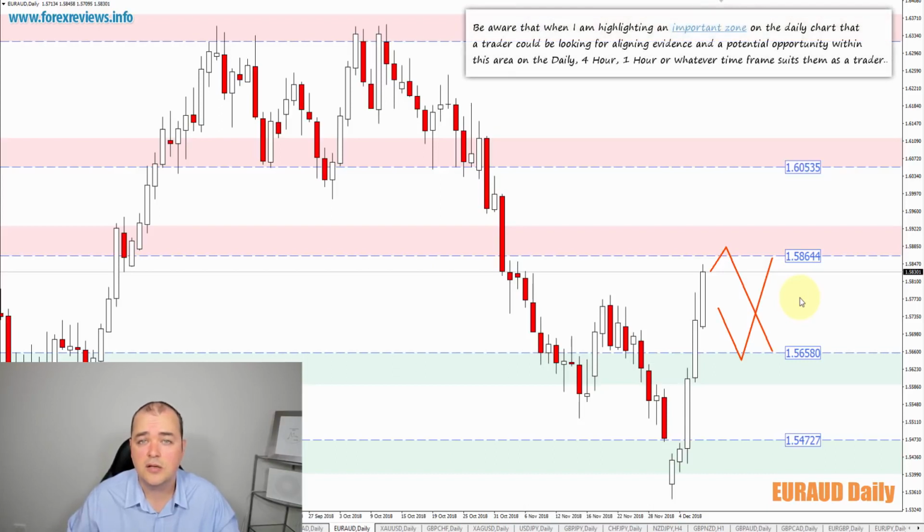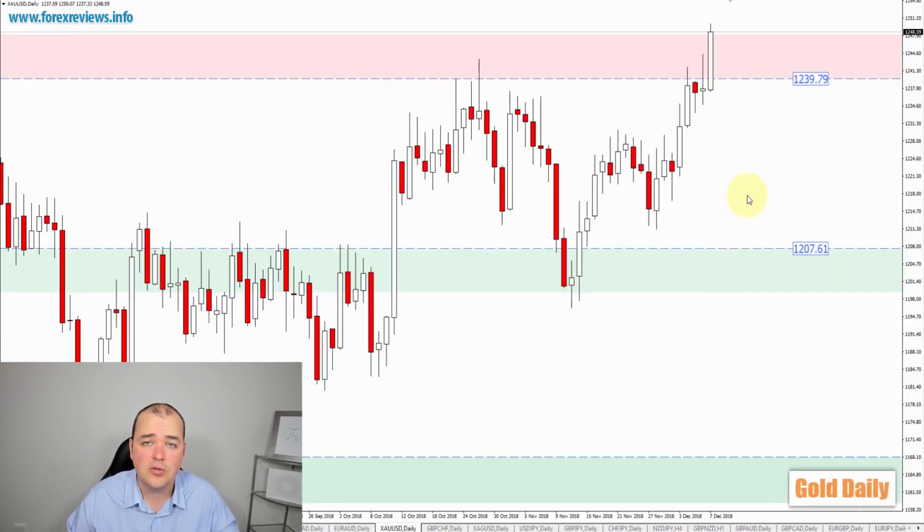Now, before we go on to the next pair, I thought I'd take a quick moment just to mention that just because I'm holding an important zone on the daily chart, that doesn't mean that you have to be looking for aligning evidence and a potential opportunity in this area on the daily. A trader could be looking for aligning evidence and a potential opportunity in this area on the daily, the 4 hour, the 1 hour, or whatever time frame suits them as a trader. Okay, let's go on to the next market.